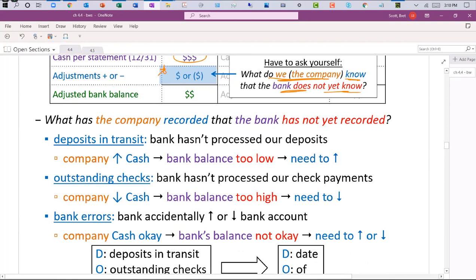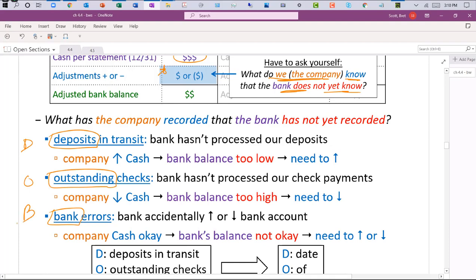Okay. And this is why I encourage you guys to start by learning the left-hand side, the bank side, because you only have to really remember these three things. Everything else is going to be on the right-hand side. D for deposits in transit, O for outstanding checks, and B for bank errors. This is DOB.